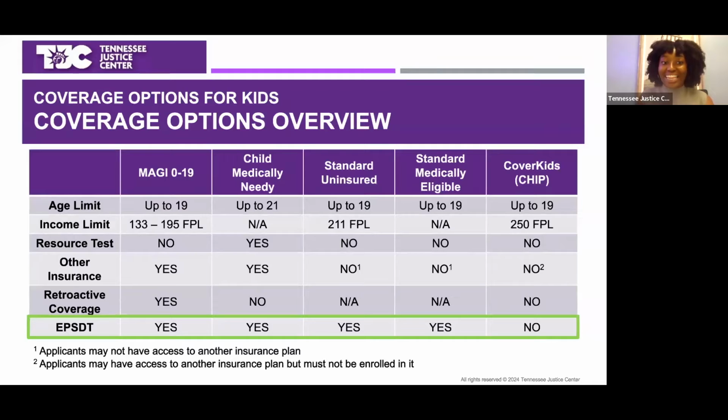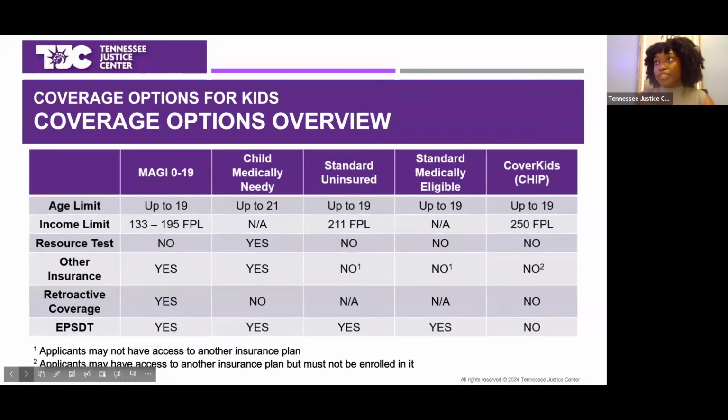All right, and then this EPSDT box, that's obviously what we're here for today. This is a really important benefit that we're going to talk more about. But as you can see, most of the child categories, with the exception of CoverKids, do provide that EPSDT benefit, and that's really important. We'll explain a little bit more why later.